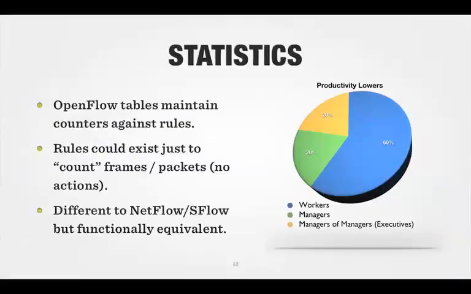OpenFlow also has an interesting way of handling statistics in that OpenFlow has counters. So we had three parts to an OpenFlow flow entry. That was match, action, and counters. So OpenFlow clients, or the data in a switch, will always maintain a counter. Whenever a rule is hit, it will match and increment some sort of counters. The interesting idea here is that you might not necessarily want to perform an action. You might just want to count frames. So you could end up using OpenFlow as a NetFlow or sFlow type engine, and it would be functionally equivalent.